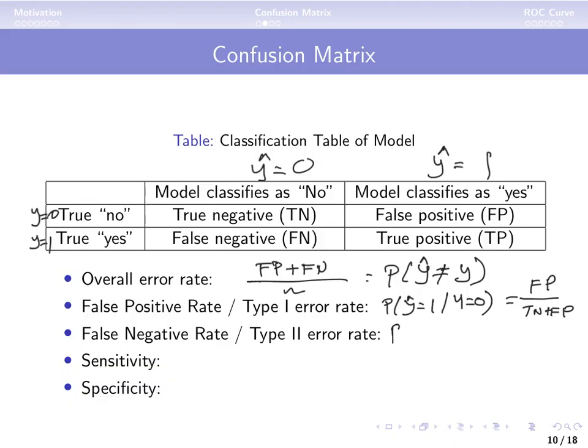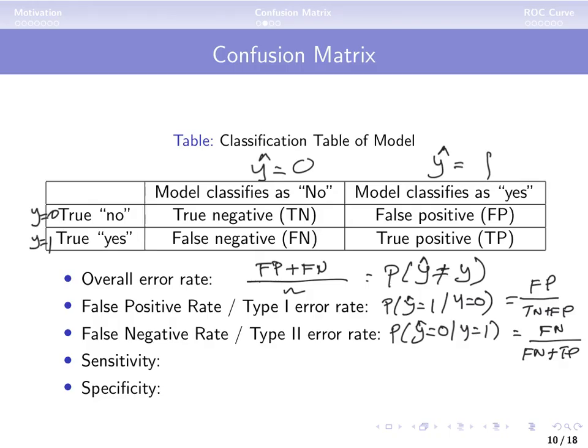False negative rate is almost the other way around, where the model classifies this person as a no, but it's truly a yes. So this will be false negatives over the total number of positives, false negatives plus true positives. If you take a look at the table, it's saying out of all those who are truly yes, so that's why the denominator is false negative plus true positive, what proportion of them are false negative? So that's why it's FN in the numerator.